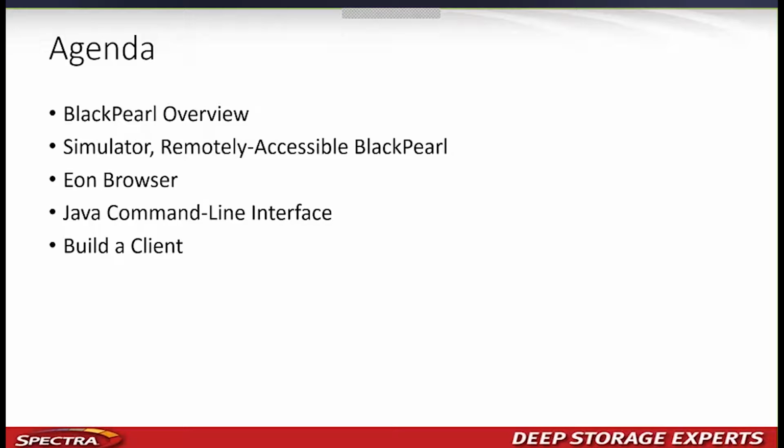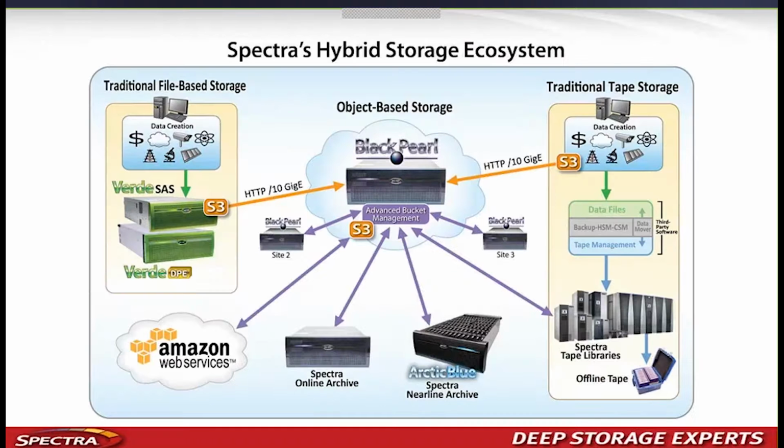Then we'll try one of our most interesting applications that's easy and free. It's the Eon browser. It allows you to move files over to BlackPearl very simply. And we'll talk about the Java command line interface, which is sort of a command line version of the same thing. Then we'll actually use our software development kits to build a real basic client. We can show you just how easy that is to do. So we'll get our hands a little dirty today, which will be good.